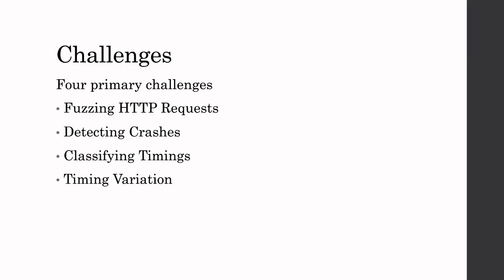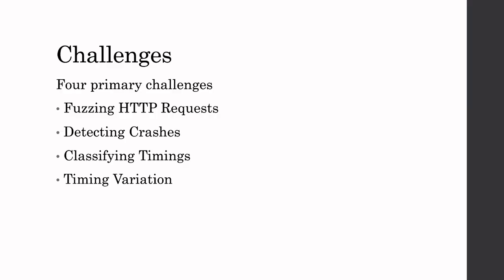Now, there are four primary challenges that were faced when creating a fuzzer that uses timing as guidance. The four main challenges faced were fuzzing HTTP requests in the first place, because when you're fuzzing HTTP requests, you want to make sure that these requests are valid. The second one was detecting crashes, because since we have no knowledge of the program, we can't even see the program, we can only see the responses.